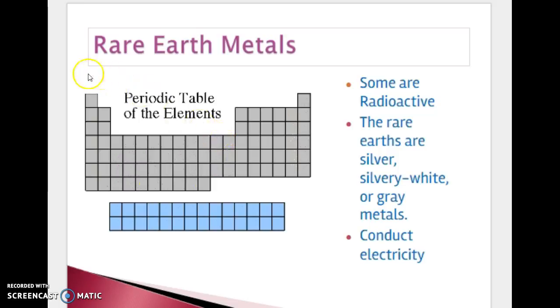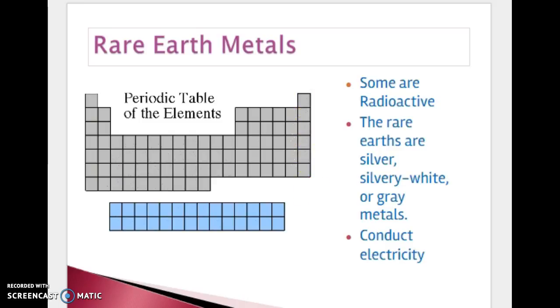And you should have them labeled the alkali metals for column 1, the alkaline earth metals for column 2, boron family for column 3, carbon family, column 4, nitrogen family, column 5, oxygen family, column 6, the halogen group, column 7, and the noble gases or inert gases for column 8.